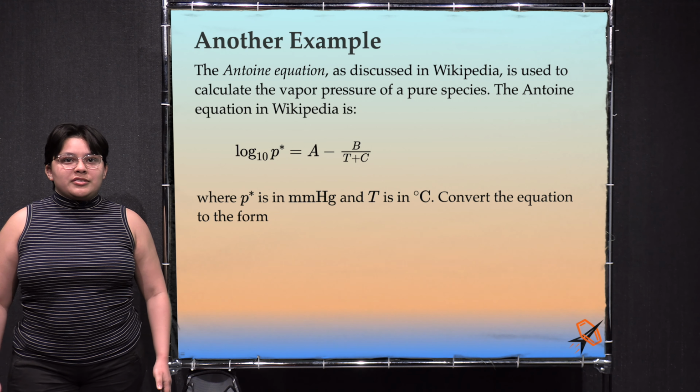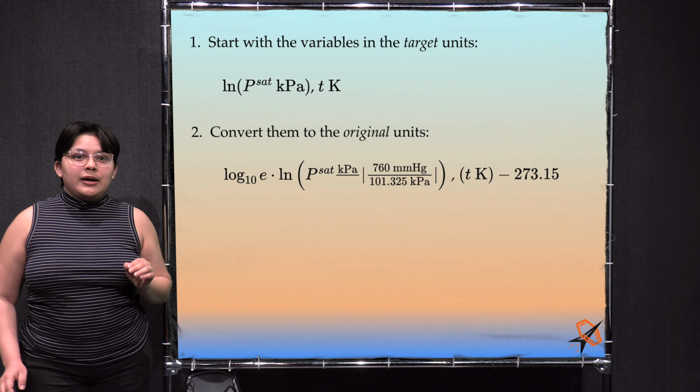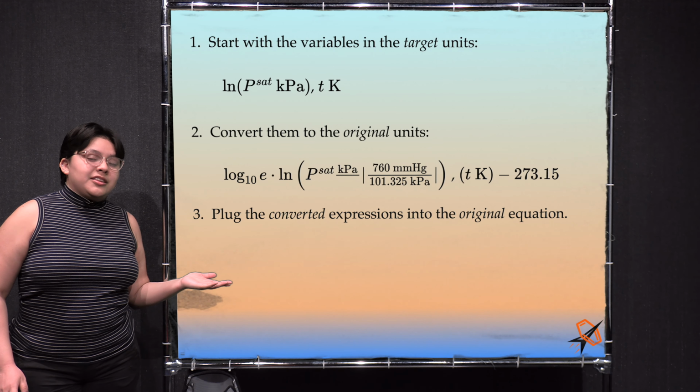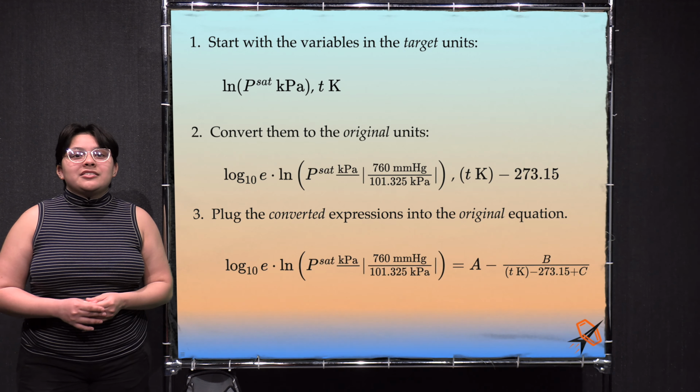We convert psat to millimeters of mercury with a dimensional equation, and convert natural log to log base 10 by multiplying by log base 10 of E. We subtract 273.15 from the T in Kelvin to get T in degrees Celsius. We then plug the converted expression into the original equation. We replace log 10 of p star with the expression shown and replace capital T with the lowercase t expression.